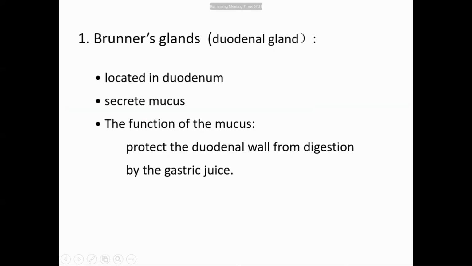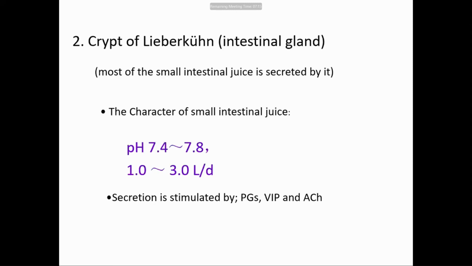Brunner's gland is located in the duodenum. It secretes mucus. The function of Brunner's gland is that it helps in protection of the duodenal wall from digestion by the acidic chyme. Then the crypts of Lieberkühn are the intestinal glands.